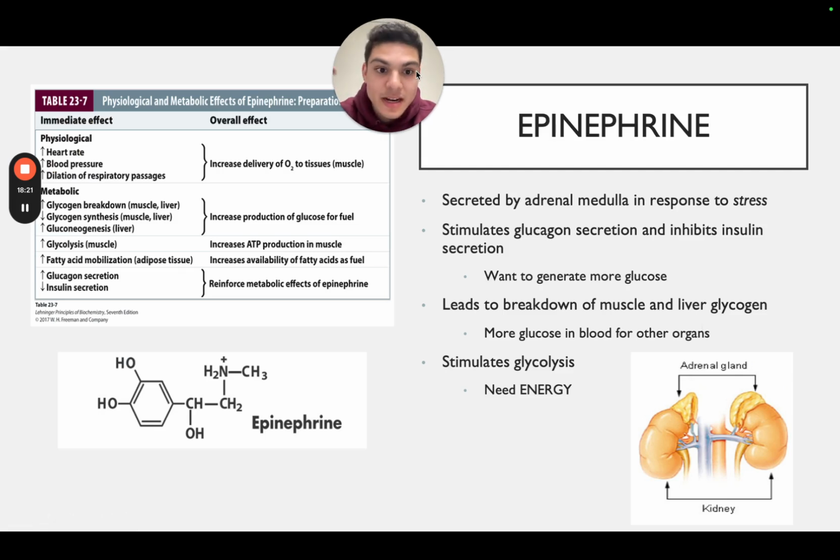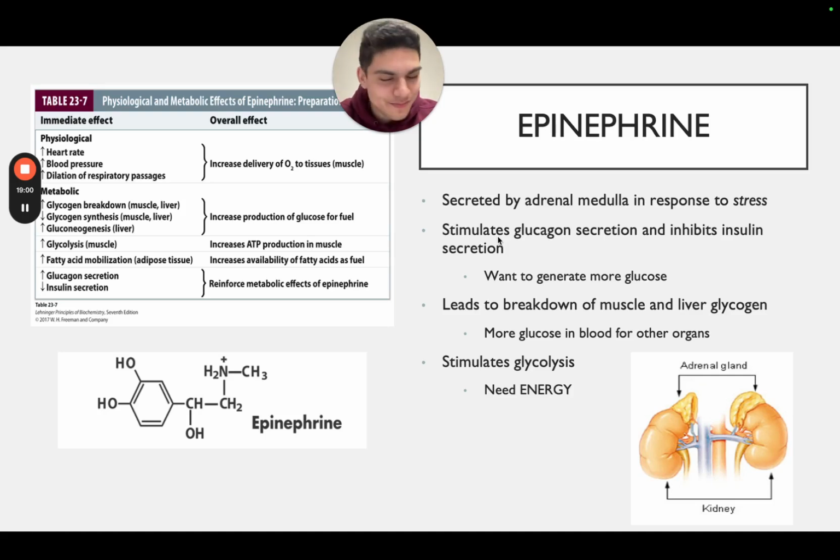And then epinephrine is secreted by the adrenal medulla in response to stress, and it stimulates glucagon secretion and inhibits insulin secretion. Why? Because when you're in a fight or flight state, you need to move, you need to run, fight, or flight. You need your muscles to be at peak contraction efficiency, if you want to put it like that. The epinephrine is simply telling the body, hey, you're secreting all this glucose in the blood, and your muscles are able to contract more strongly at an instant, right?